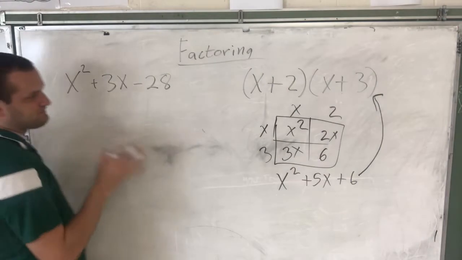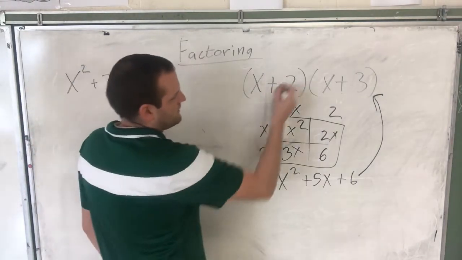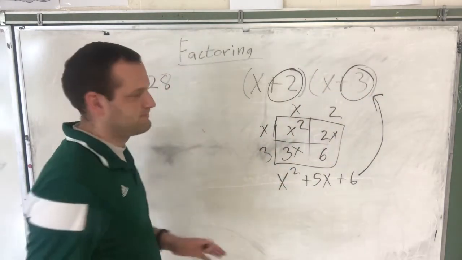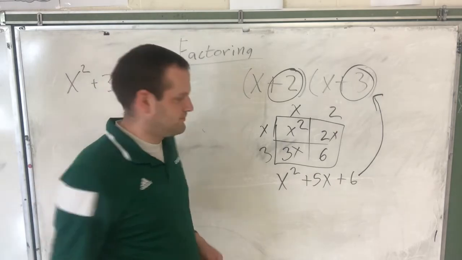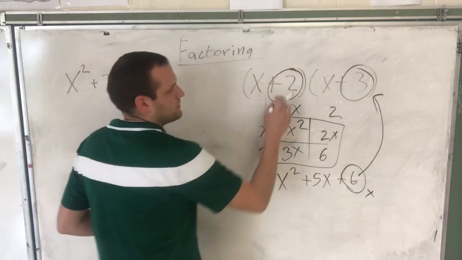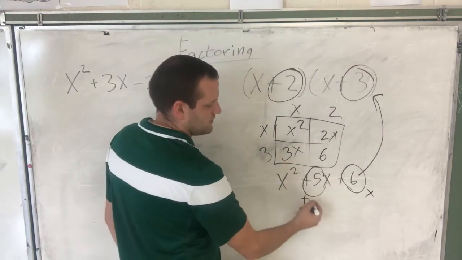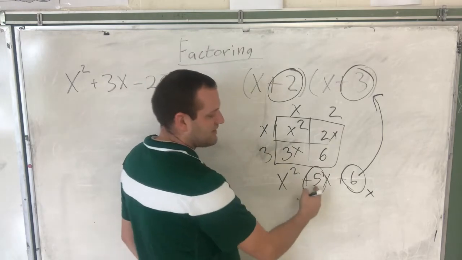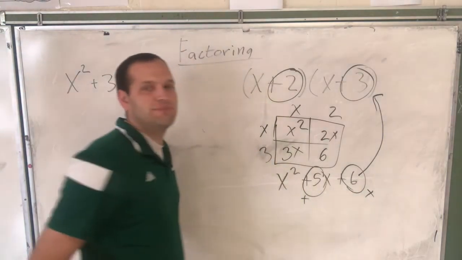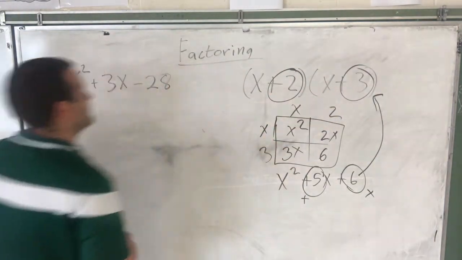What you do, and if we just look at this problem for just a minute, you've got a 2 and a 3. They're both positive. What's 2 times 3? 6. What's 2 plus 3? 5. So if we can figure out what 2 numbers add to be the middle term and multiply to be the last term, we can figure out what the original 2 binomials were. So let's try that here.